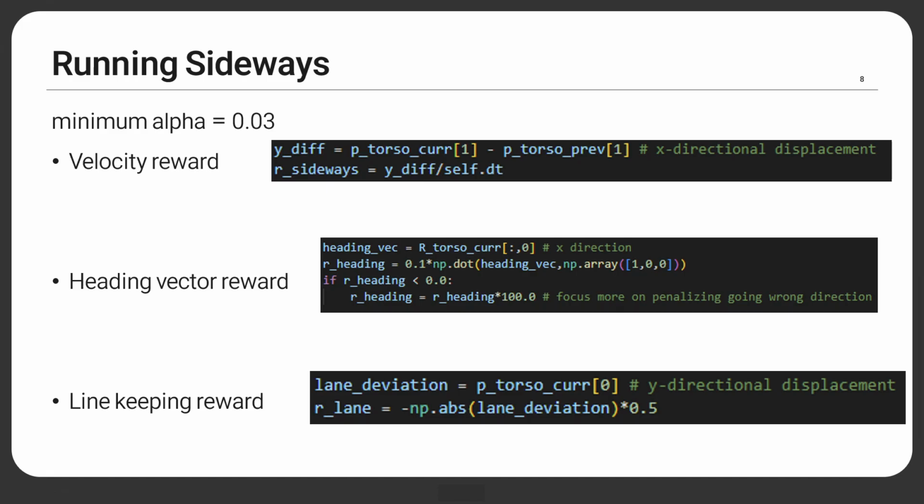The first one is velocity reward, and it is proportional to its velocity along the y-axis. The second one was heading vector reward, which encouraged the snapbot's forward direction to remain aligned with the x-axis. The third one was lane keeping reward, which discouraged shifts along the x-axis, so the snapbot could only move in the direction of y.